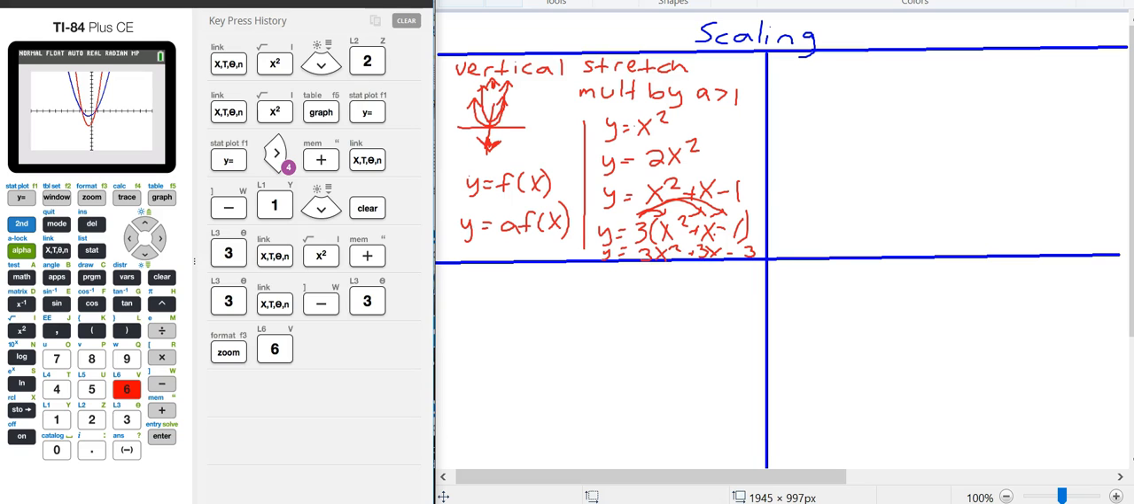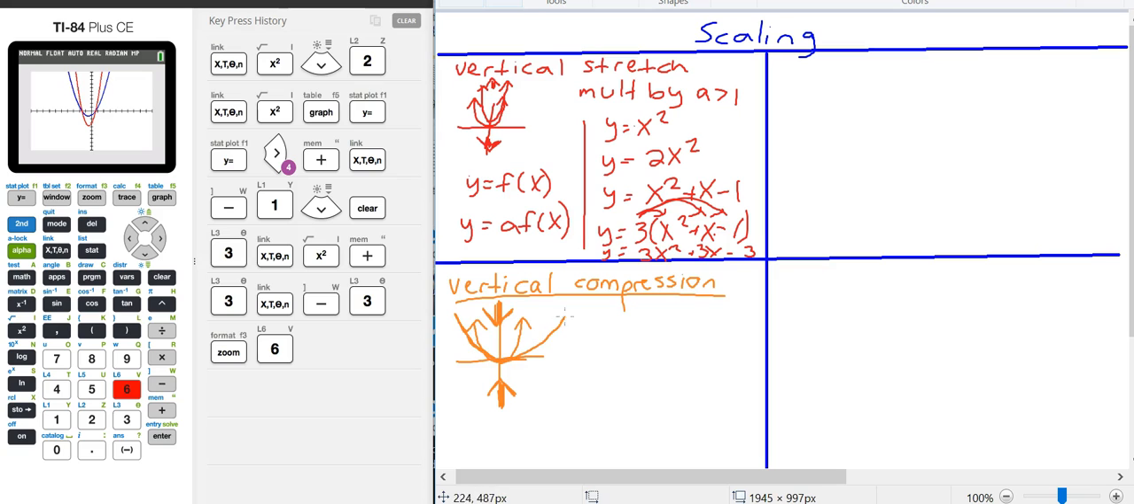Let's move on to vertical compression. A vertical compression would look something like this. Let's say we have our basic y is equal to x squared function. A compression means that we're pushing it up from the bottom and pushing it down from the top. We're pushing it in towards itself. Therefore, we're going to cause it to get wider. And that would be our new function.